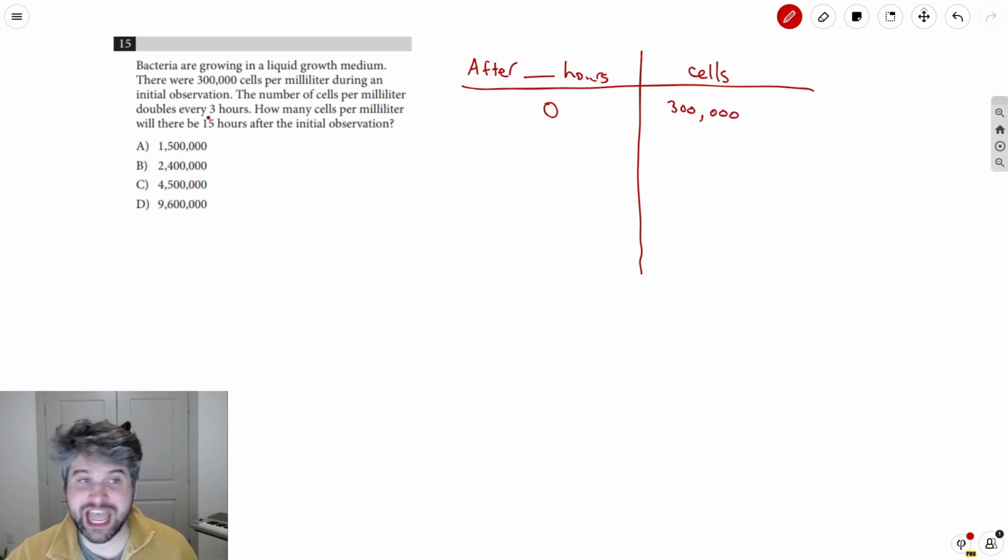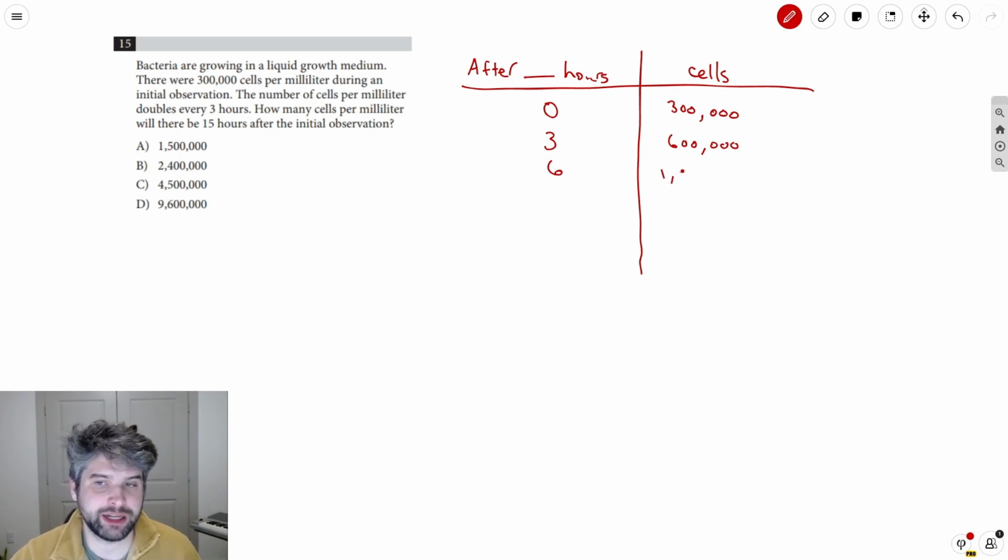All right, then every 3 hours, this number is going to double. So let's double it. After 3 hours, how many cells are there? 3 times 2 is 6. We've got 5 zeros here. Those are going to carry through. So 600,000. After 6 hours, how many cells were there? So 3 more hours have passed. It doubles again, and we get 1,200,000 cells. After 9 hours, how many cells are there?